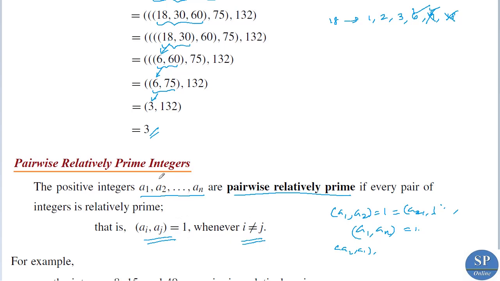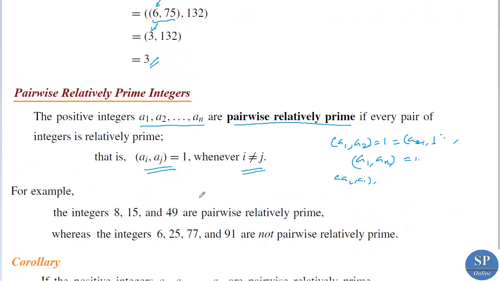Then we can say that a1, a2, etc., an are pairwise relatively prime. That means if you take any two of these integers, they will be relatively prime to each other. For example, 8, 15 and 49 are pairwise relatively prime because the gcd of 8 and 15 is equal to 1, the gcd of 8 and 49 is equal to 1, and the gcd of 15 and 49 is also 1. So if you take any pair of numbers from these three, we get numbers that are relatively prime to each other. So 8, 15 and 49 are pairwise relatively prime.